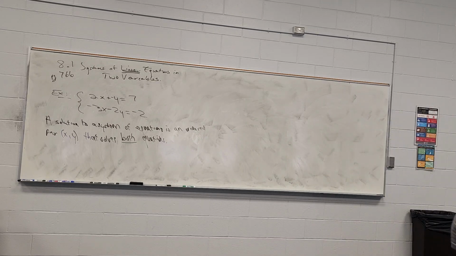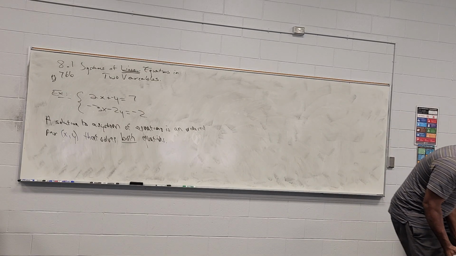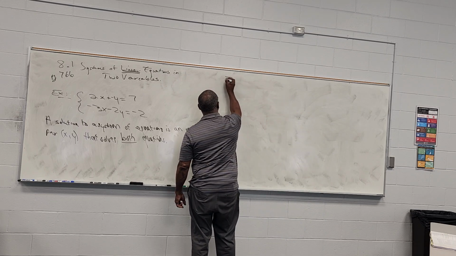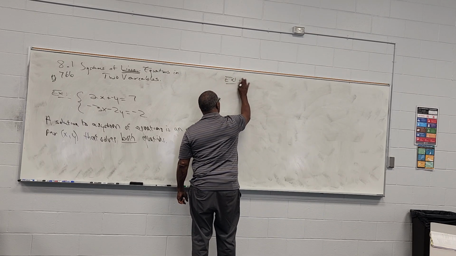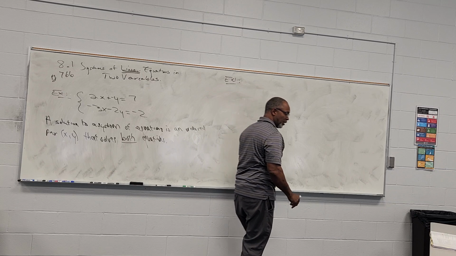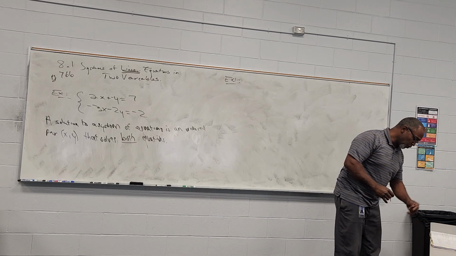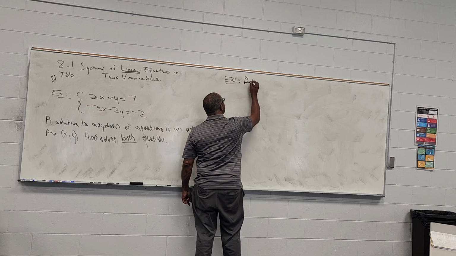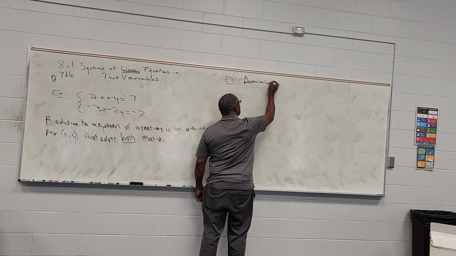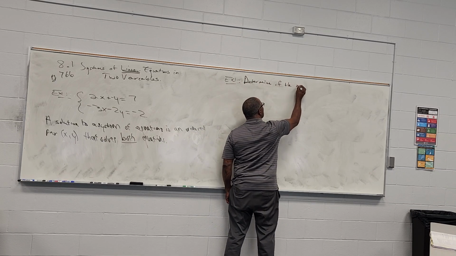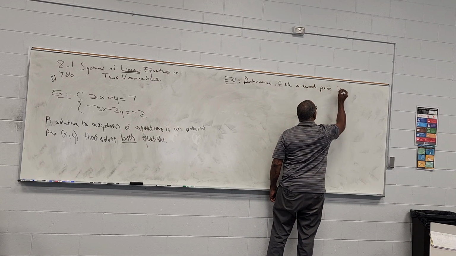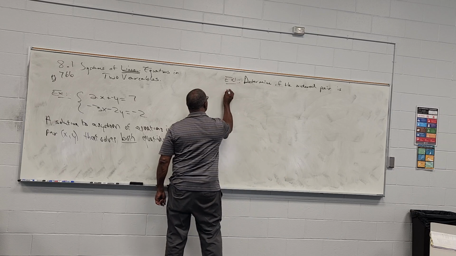So with that in mind, example 1. We're just going to make sure we understand when a point is a solution to a system or not. So determine if the ordered pair is a solution to the system.